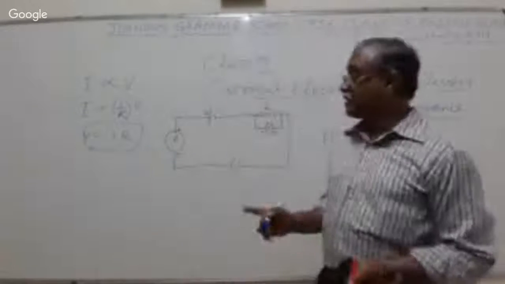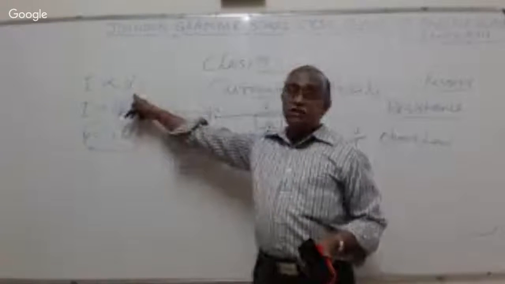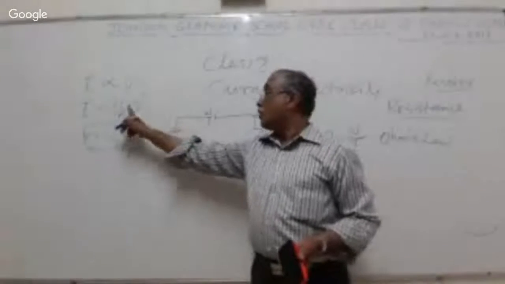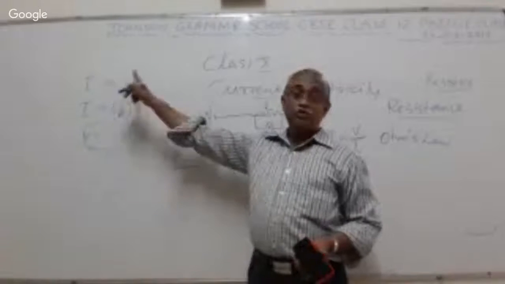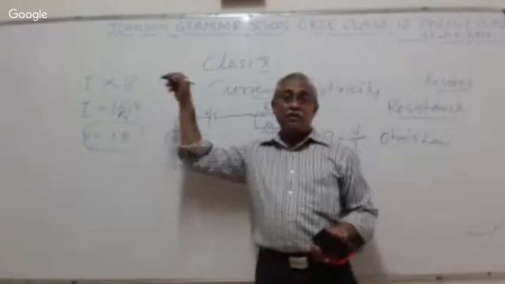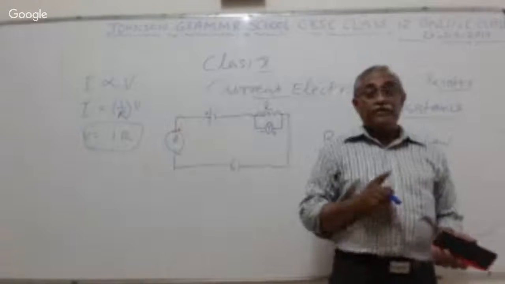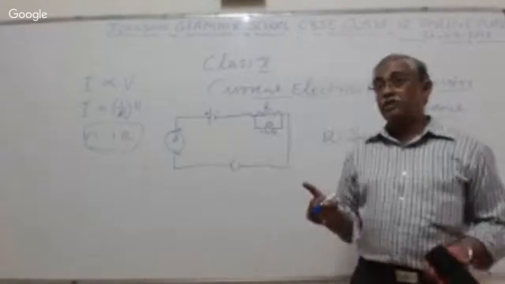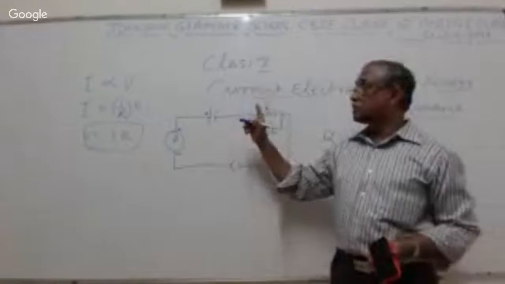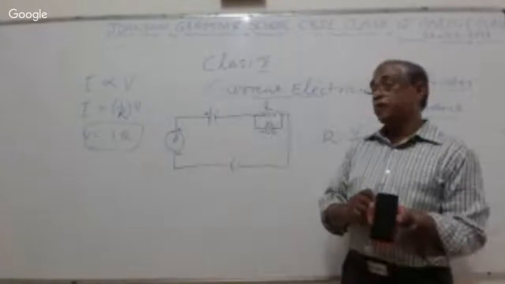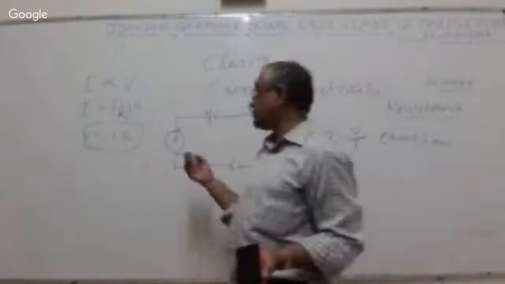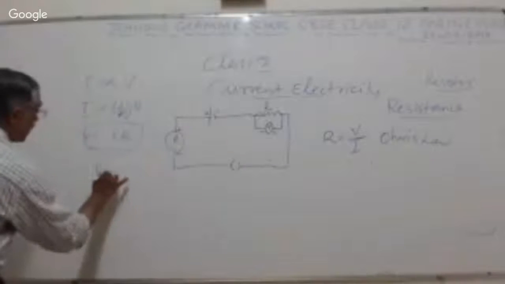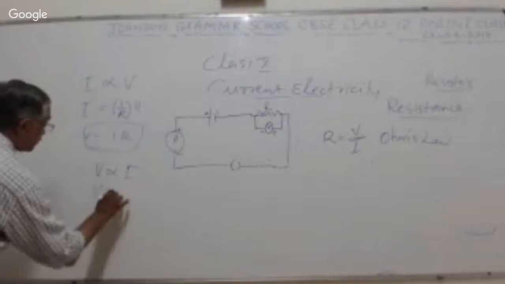So what is the condition fixed? When you make this law, I is equal to 1 by R and V, or I is proportional to V, we have to make sure that the temperature remains constant. So when temperature remains constant, I is proportional to V, or V is proportional to I, or V is equal to R into I.